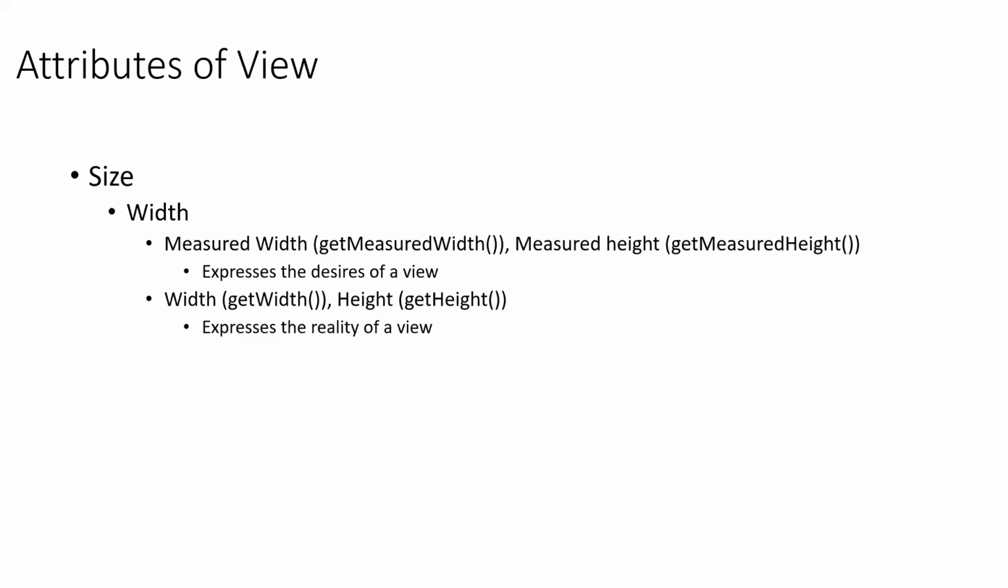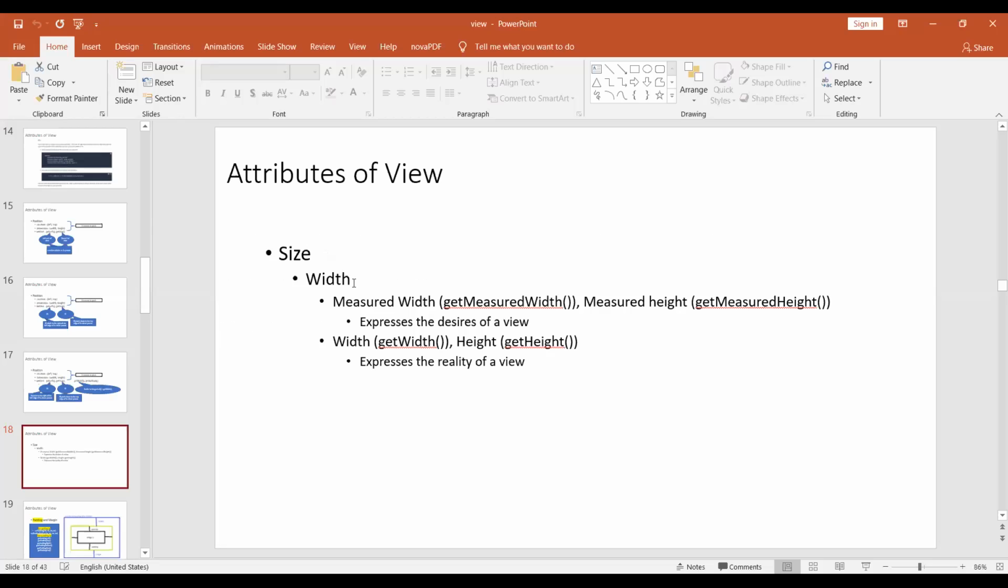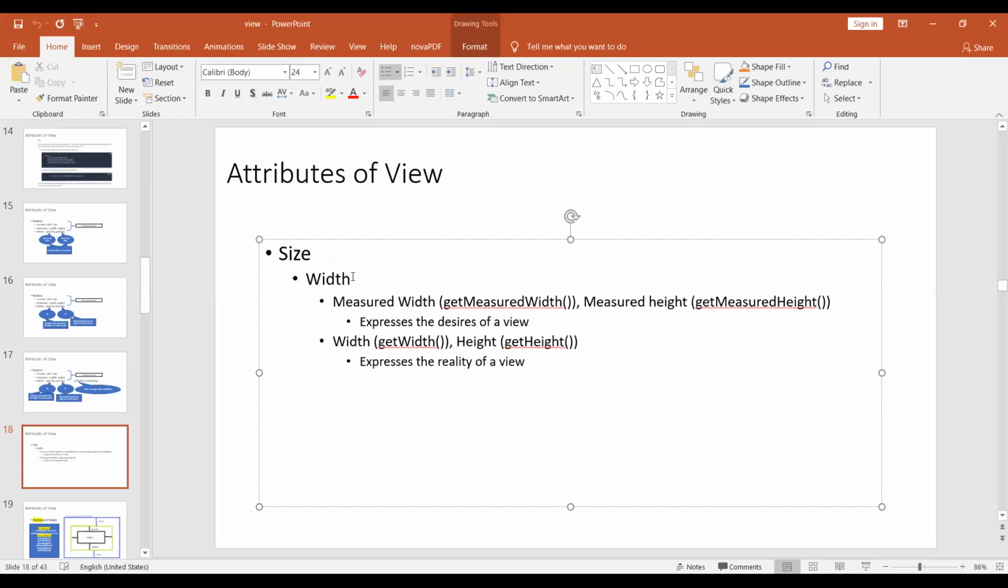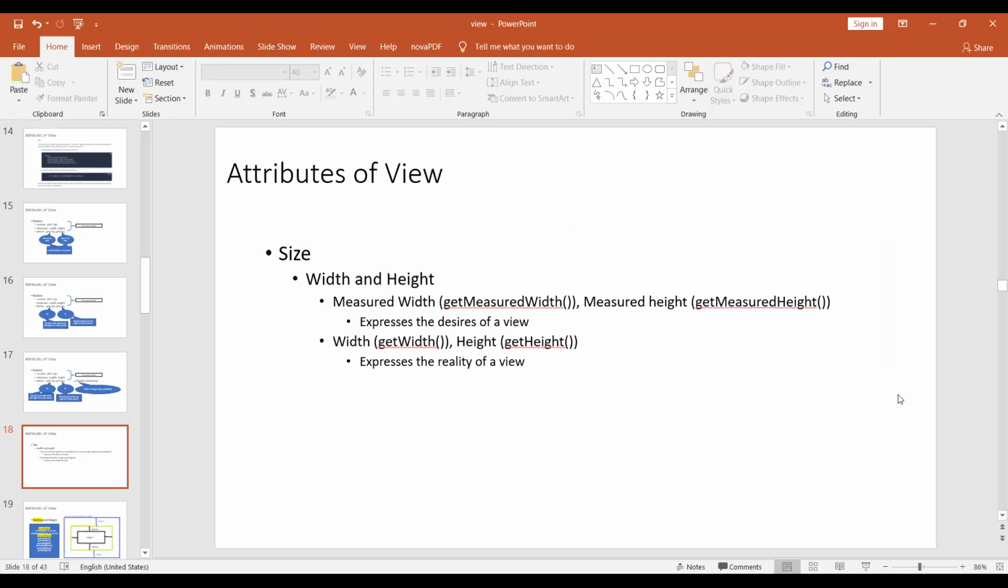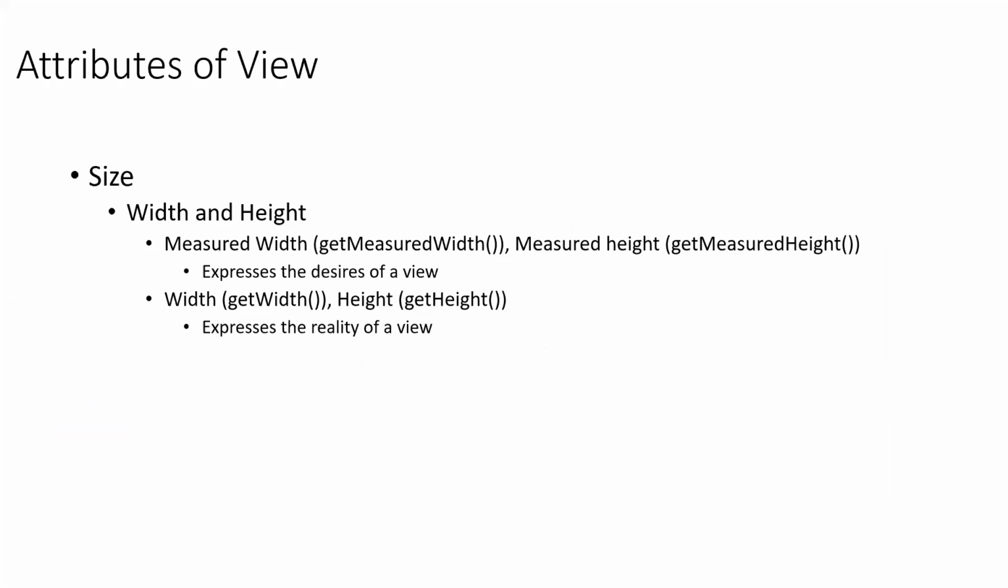getMeasuredWidth, getMeasuredHeight. Sorry, here it's defined in terms of width and height. Let me just correct it. Here I forgot, I just wrote width. It's actually width and height. Let me use a capital H because W is also capital. Fine. So through width and height, you specify the size. Let me just expand it now. Okay, now it's perfect.